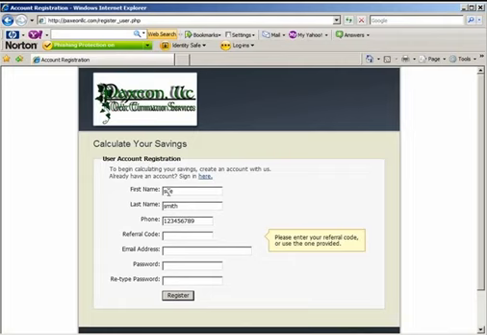The referral code has to do with, did somebody from our company send you over to take a look at the website? And in this case, Scott, one of our sales associates, directed you to the website. So we'll put Scott's name in.